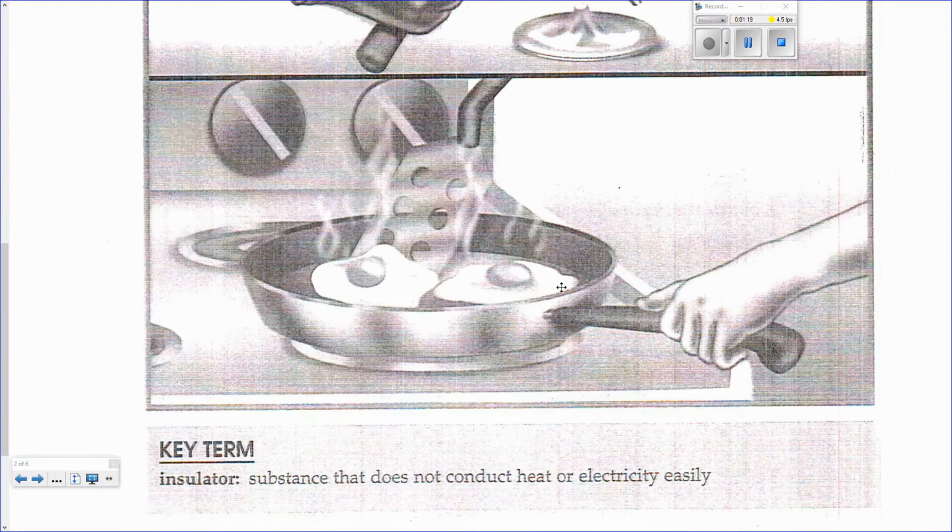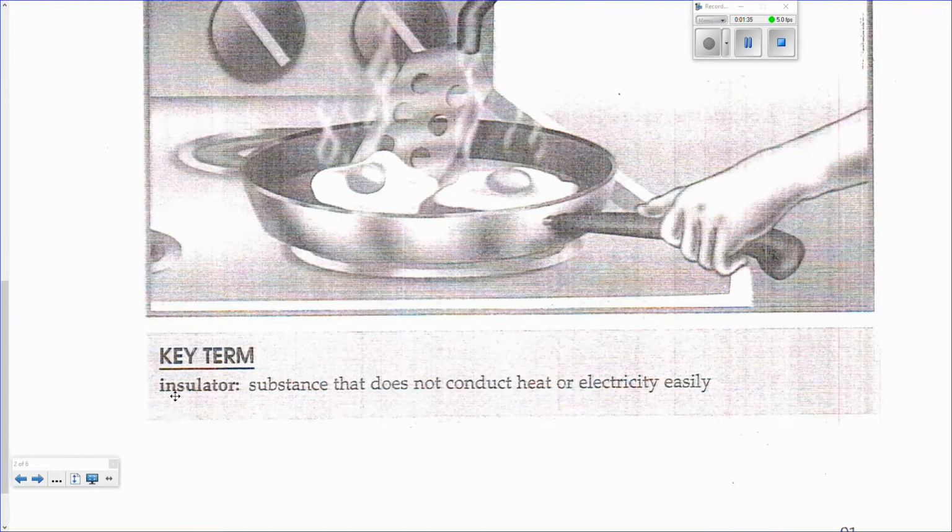Here we have a picture of a metal pan frying some eggs. The metal part is very heat conductive, but the plastic part, which is the handle, is not conductive. A substance that is not conductive is called an insulator. It does not conduct heat or electricity easily.